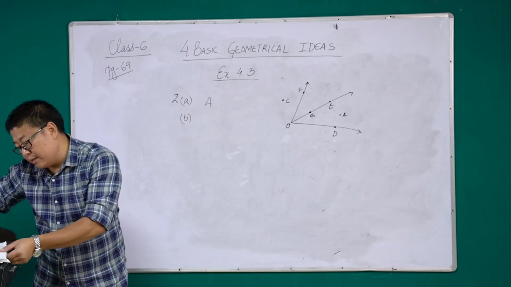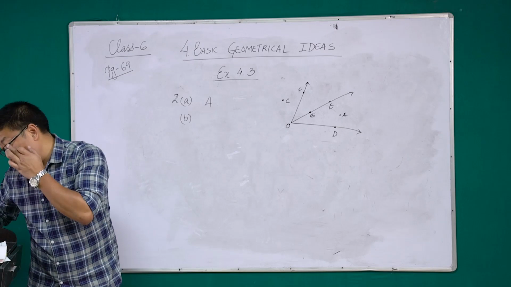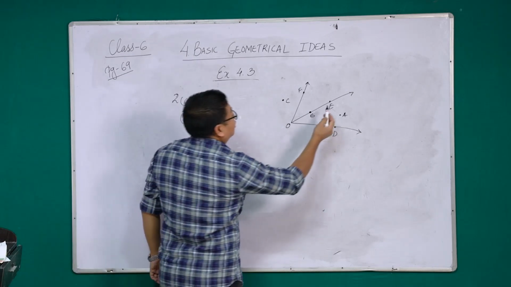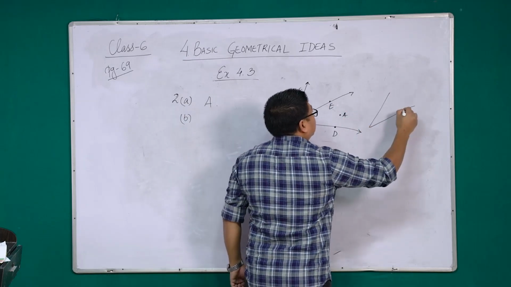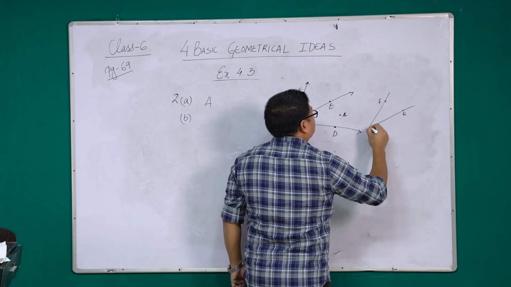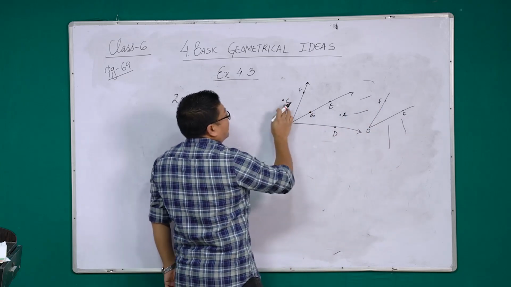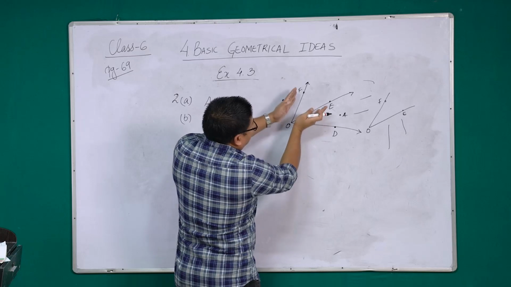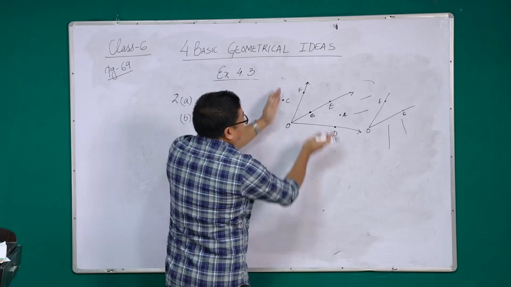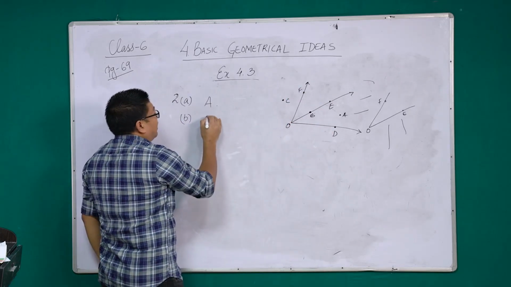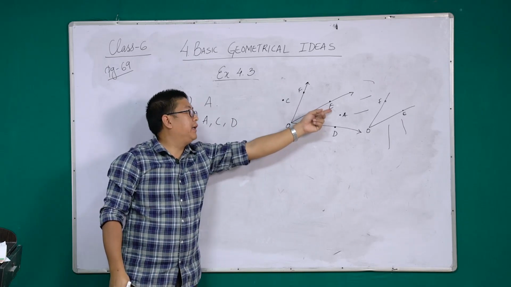Let's look at the next question: in the exterior of angle EOF. EOF is the angle. If we draw it like this, we have to look at the exterior part. The points in the exterior are C, A, and even D, because this is the angle we are considering. So we can write A, C, and D. These are the points in the exterior of angle EOF.